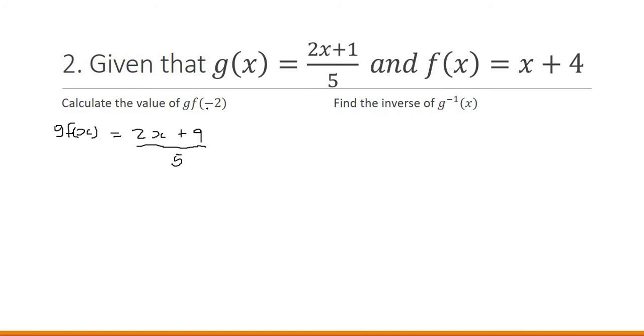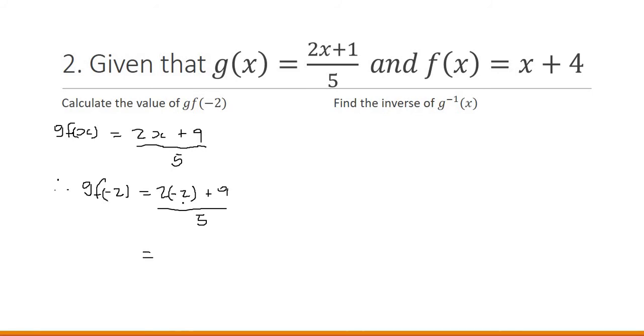Now we can go ahead and find g of f of negative 2 by just substituting negative 2 for x into the function g of f of x. So we can say therefore g of f of negative 2 is going to equal 2 times x, but instead of writing back x, replace that with negative 2, so it's going to be 2 times negative 2 plus 9, all of that over 5. What we need to do is to simplify and we're finished.